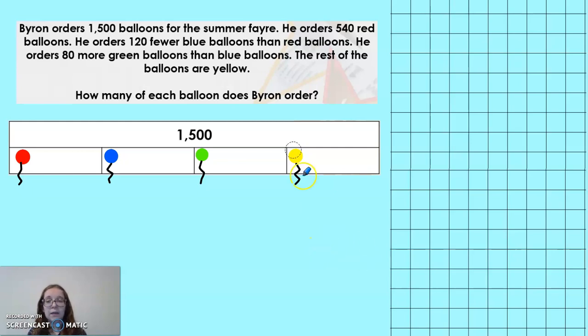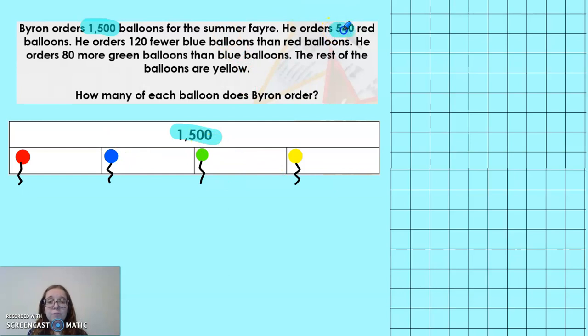Now I can see that what they're asking us to do is work out how many of each different colour balloon Byron orders. I'm going to go back over and reread and highlight as I go. Byron orders 1,500 balloons. I'm going to pop that here. I've decided to use a bar model because I know what our whole number is, and that's going to help me when I'm working out the exact figures of each colour.